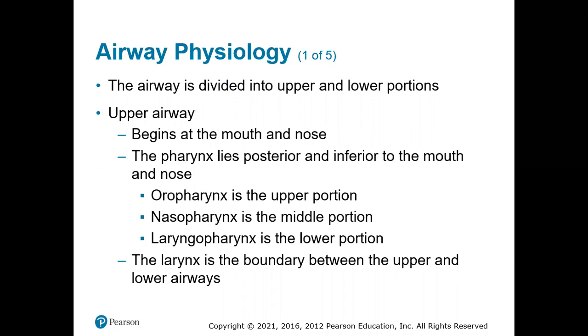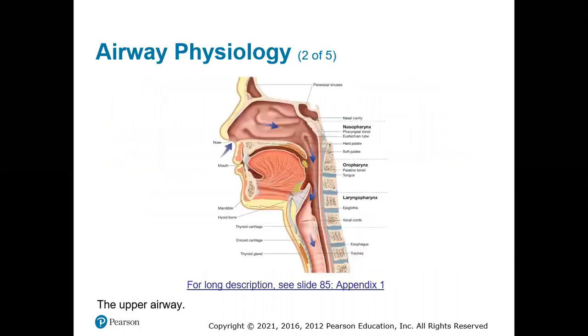We look for the larynx as that boundary between the upper and lower airway. So as you can see on this picture, that nasopharynx, the nasal cavity, the oropharynx, that oral cavity, the laryngopharynx, it's coming down a little bit farther, and then where we've got the vocal cords and so on. This would all consist of what we would define as the upper airway.